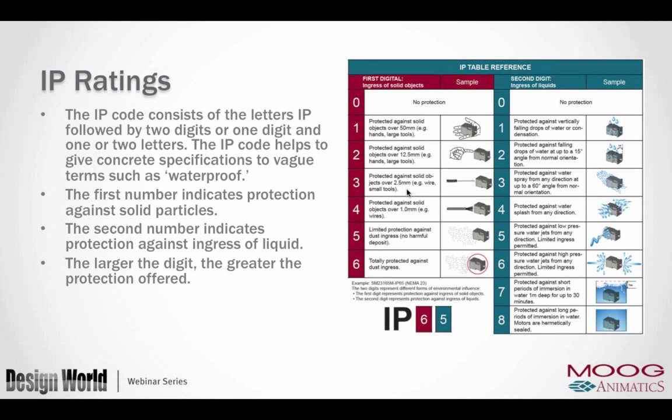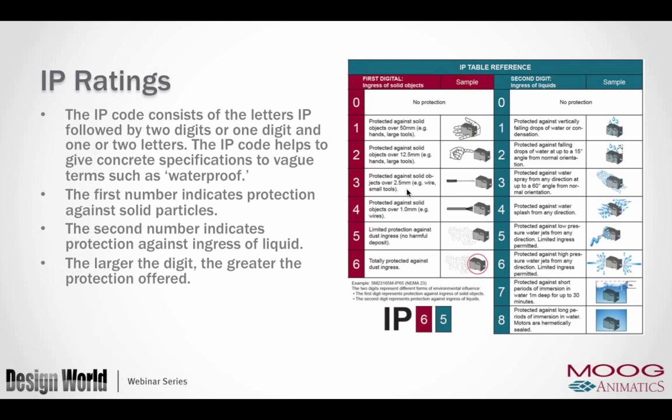The second number may be 65, 66, 67, or 68. So the second number would typically be 5 through 8. Okay? What we offer is an IP65 at a minimum. And this is protection against low pressure water jets from any direction. Limited ingress permitted. It says permitted. That implies that if it's 65, there actually may be water getting into a product. I will tell you that we personally, internally, don't permit that.